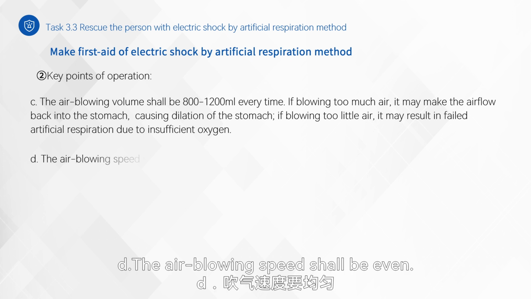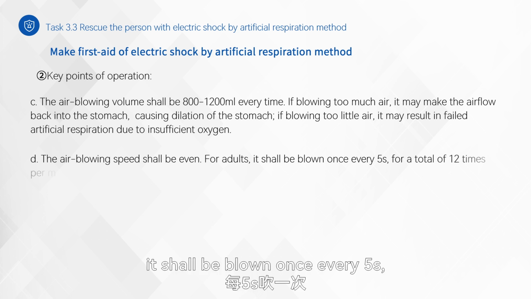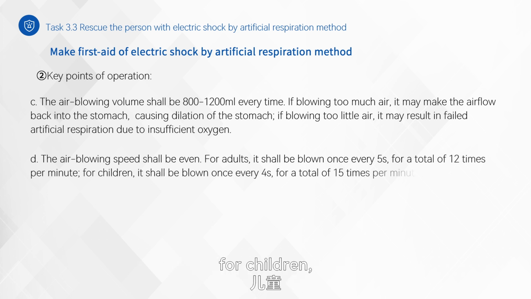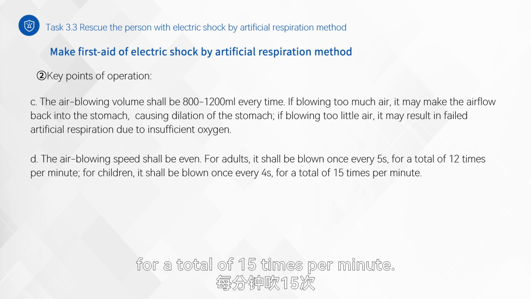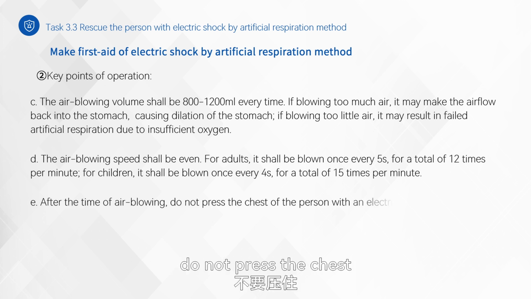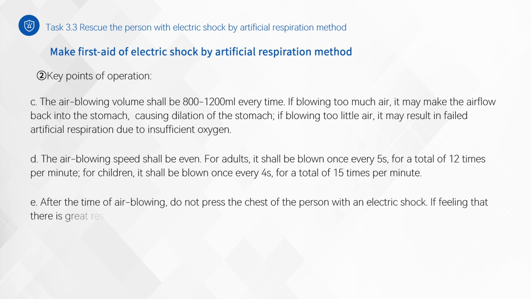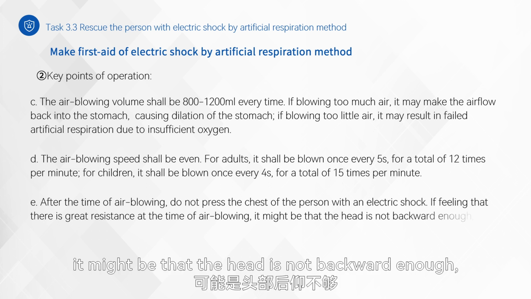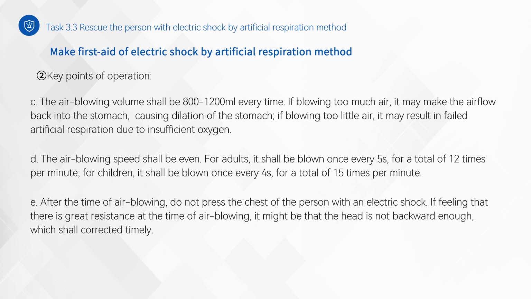D. The air blowing speed shall be even. For adults, it shall be blown once every 5s, for a total of 12 times per minute. For children, it shall be blown once every 4s, for a total of 15 times per minute. E. After the time of air blowing, do not press the chest of the person with electric shock. If feeling that there is great resistance at the time of air blowing, it might be that the head is not backward enough, which shall be corrected timely.